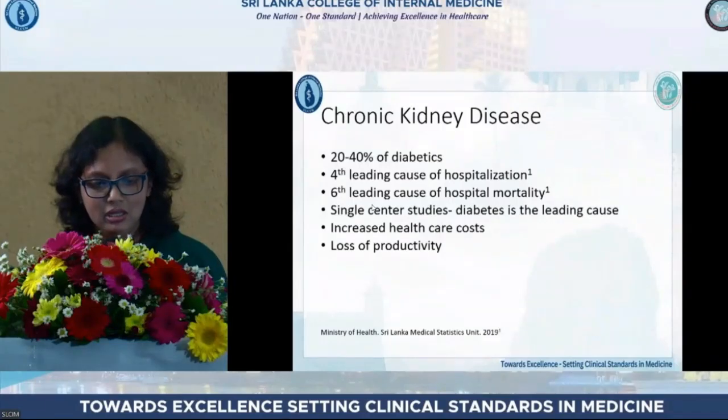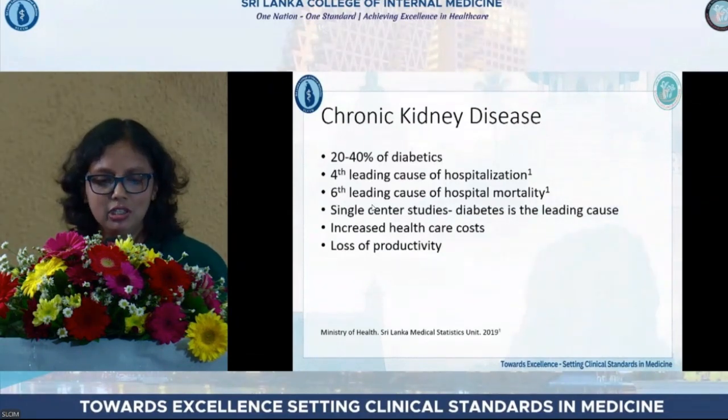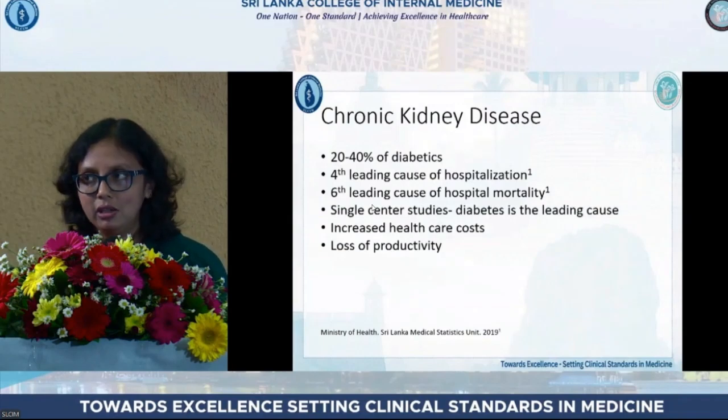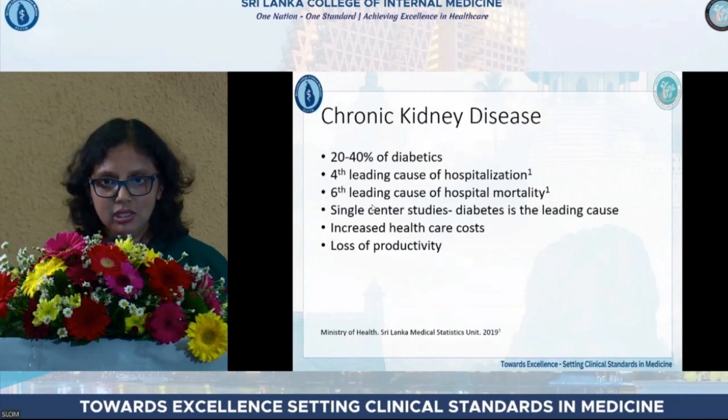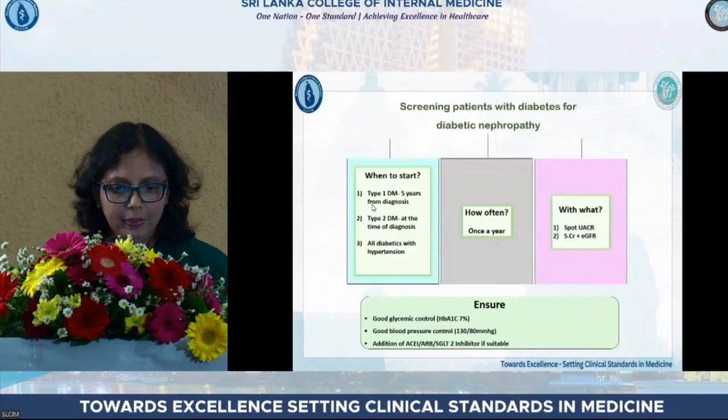And several single center studies done in Colombo, Kandy, diabetes has been found as the leading cause of chronic kidney disease. So there is a significant impact on public health, leading to a lot of increased healthcare costs, both directly, and because these patients stop working, there's loss of productivity, there's a lot of indirect costs as well. So it is very important to screen and catch early and do the appropriate interventions to prevent progression.